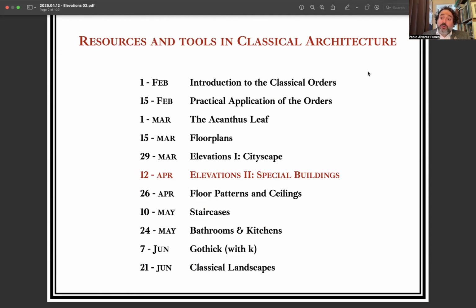So last week we talked about cityscape. We talked about the common buildings that make the urban fabric. But today we're going to talk about the special buildings. Those are special buildings that also make cities unique, and those special buildings make landmarks in the city.